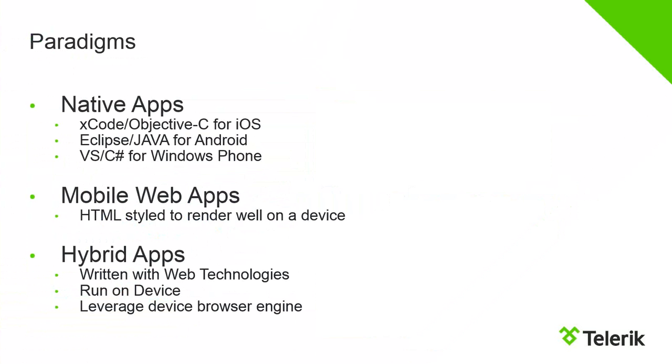The third one, which is a little bit flexible between the native and the mobile web app, is known as hybrid apps. So the terminology is hybrid mobile application. It's basically written with web technologies, like you use HTML for the front end, you use JavaScript for coding, you use CSS for styling your pages. So that's why it's written in web technologies. But this runs on device. It's not as if you're asking somebody to open a browser.